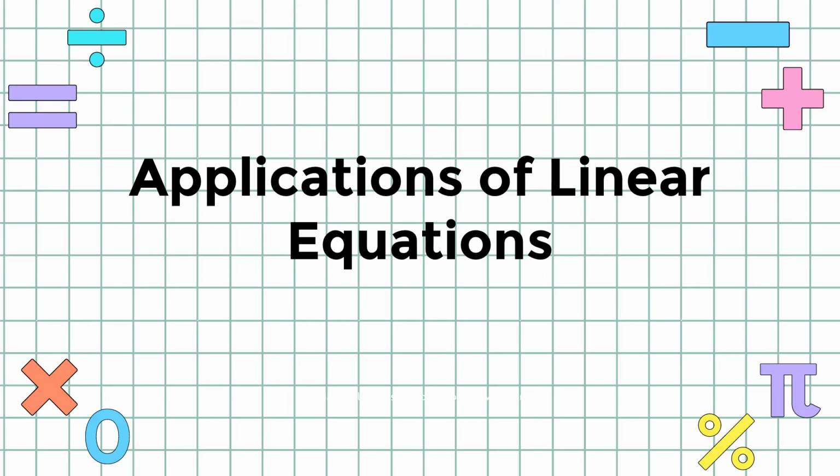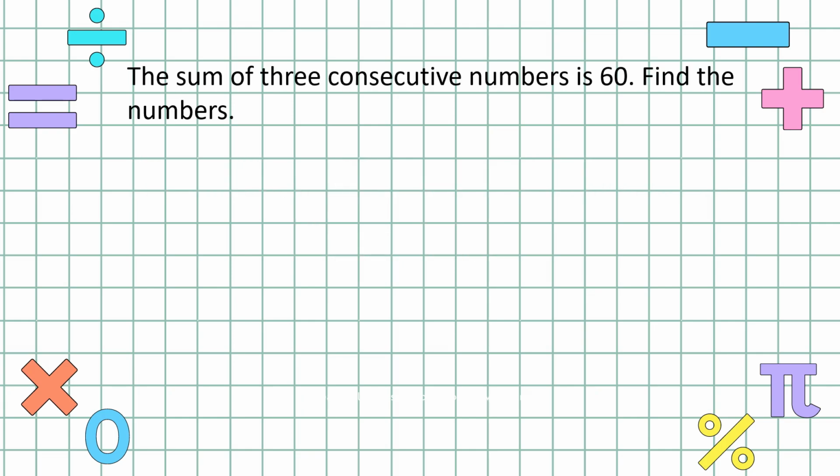Hi there, this time we will be applying what we've learned about linear equations through some word problems. For our first example, we have: the sum of three consecutive numbers is 60. Find the numbers. Now, the first task that you need to do here is to carefully analyze the problem.